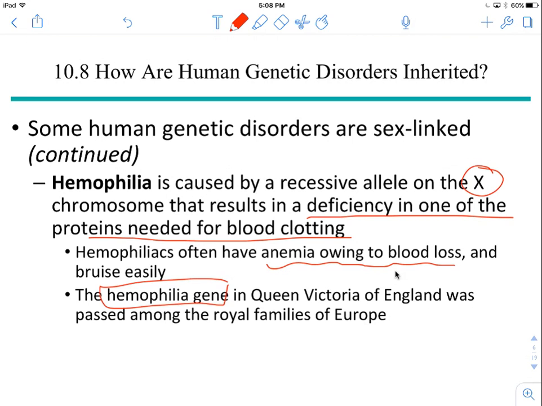The hemophilia gene was passed a lot among the royal families of Europe. We're going to look at the Romanovs in a second. Back then, all the royals married other royals, sometimes cousins married cousins, sometimes closer relatives got married and mated, because it was thought that it would be appropriate to keep the royal blood pure. But what they were really doing is enriching themselves in all kinds of wacky genetic disorders.